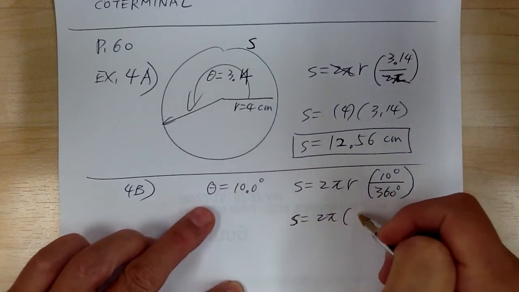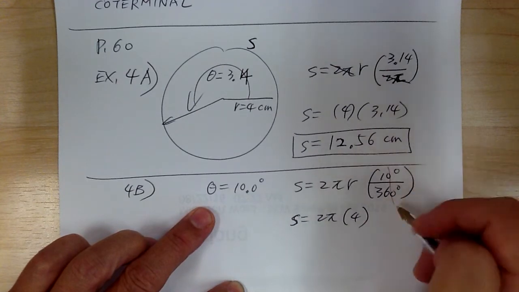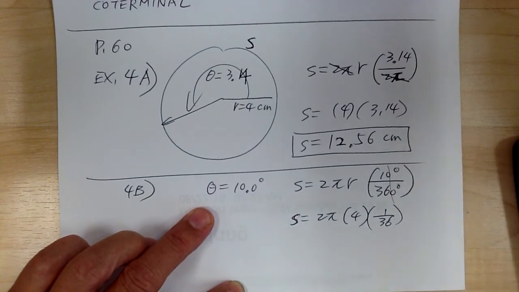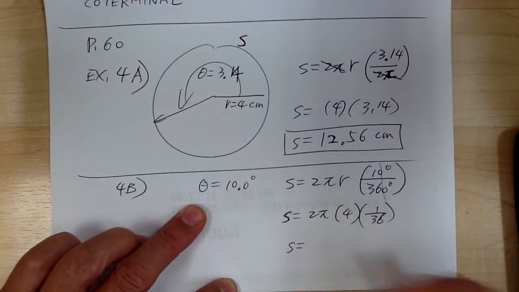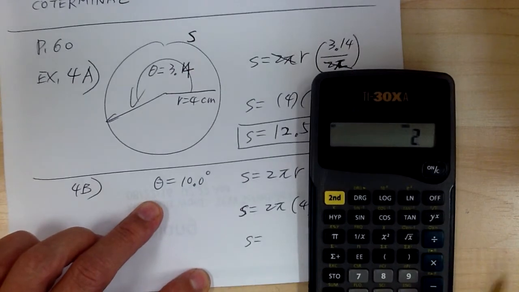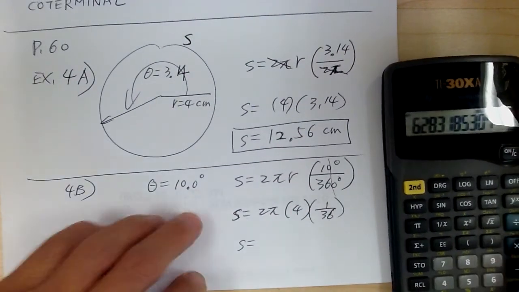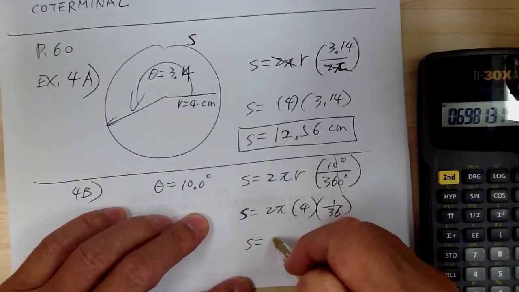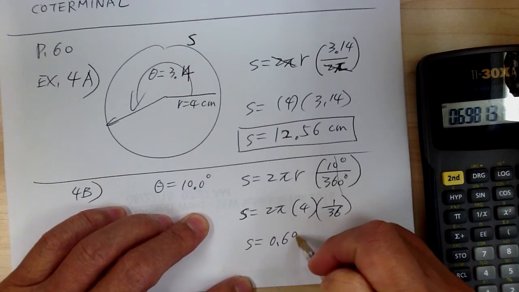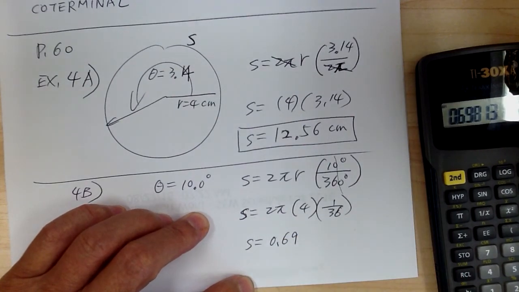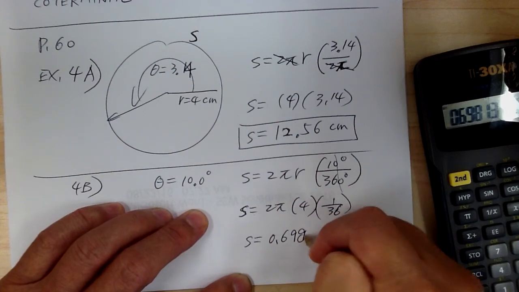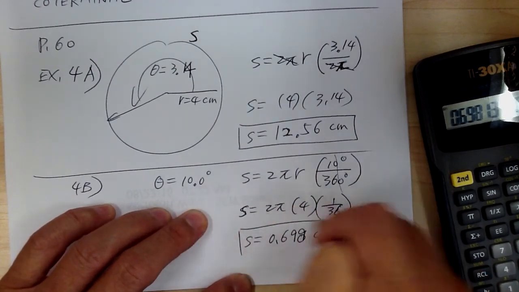So the radius is 4, and this can cancel out, or you can just leave it, it doesn't matter. And the degrees cancel out also. Just get the calculator and punch in all the numbers. So 2 times pi times 4 divided by 36 equals 0.69. How many decimals do they say? It doesn't say, so let's just go with 3 decimals. That's it.